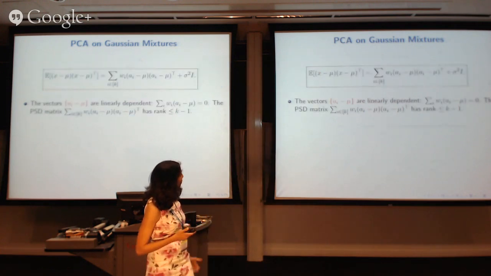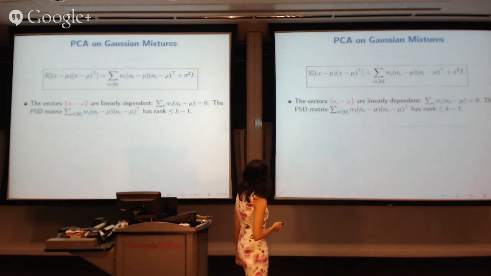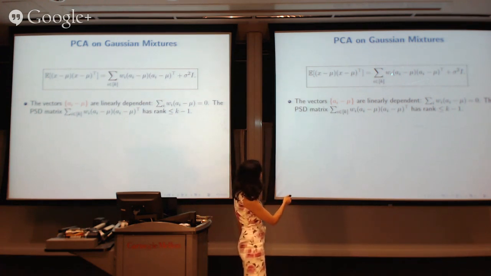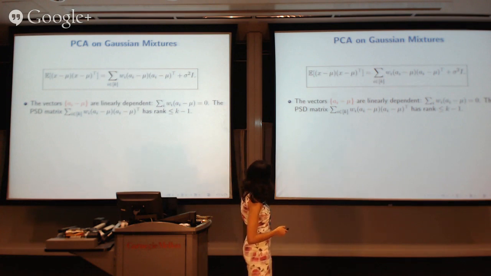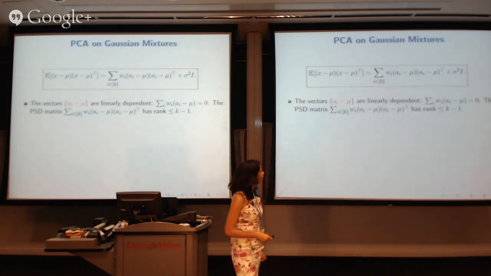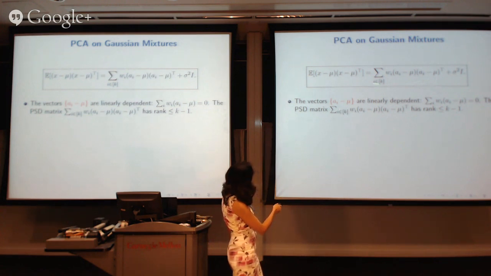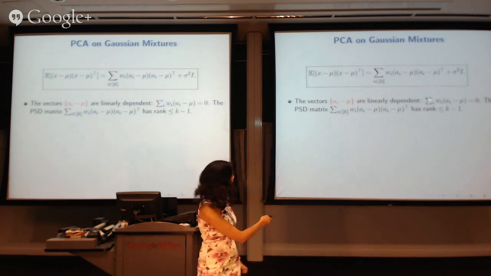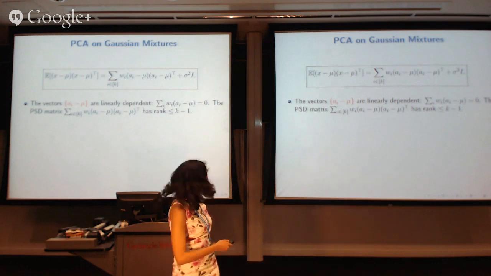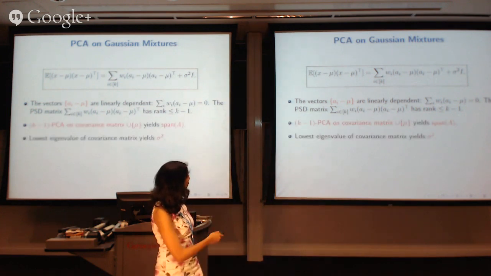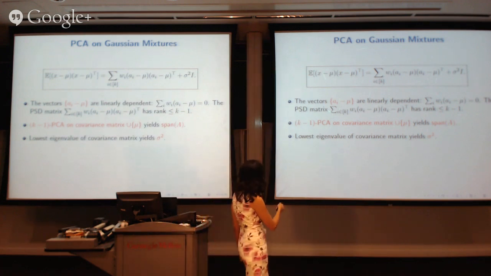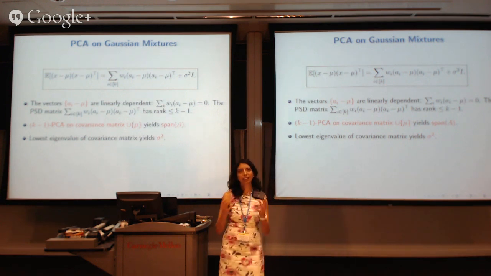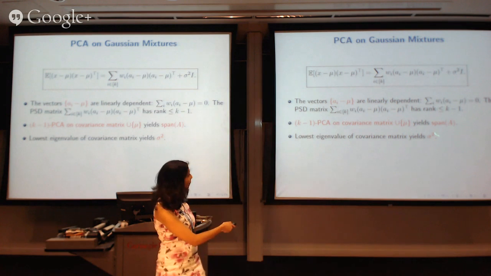So now let's see what happens if I did PCA on this. The first thing to note is that this is a PSD matrix, right? Because these weights are non-zero, and then I have these rank 1 matrices. But on the other hand, they are linearly dependent, because if you just take this sum, you see that it is 0. That's because I've centered them. So it turns out that if I did a PCA on this matrix, came up to rank k minus 1, and then I also take the mean vector, I would get the span of all my component vectors.